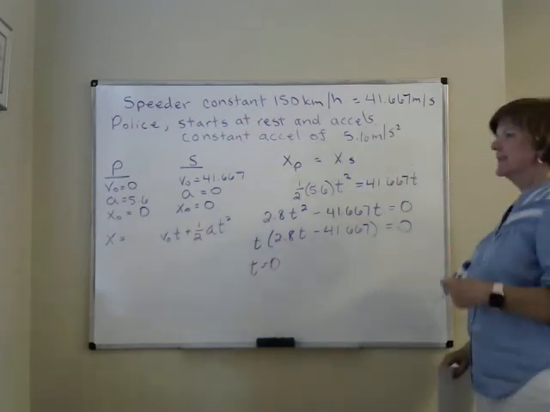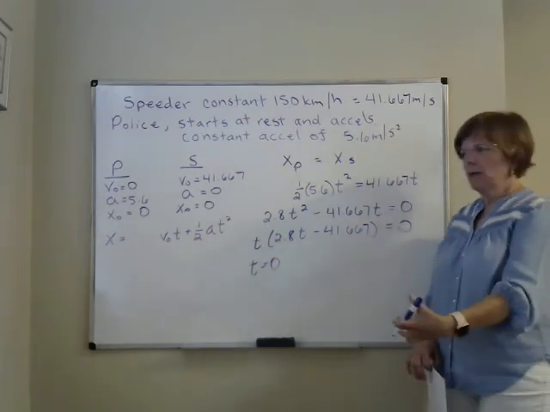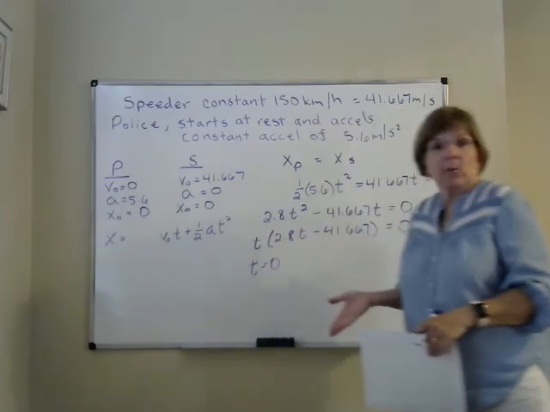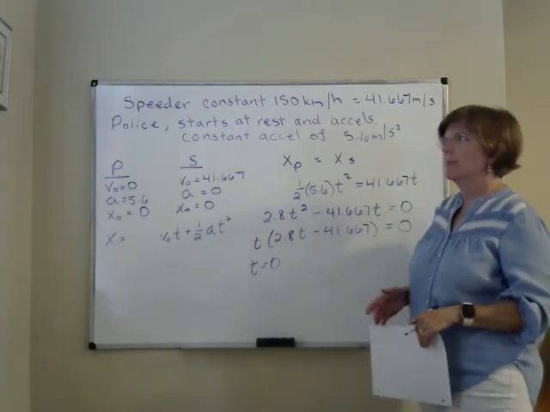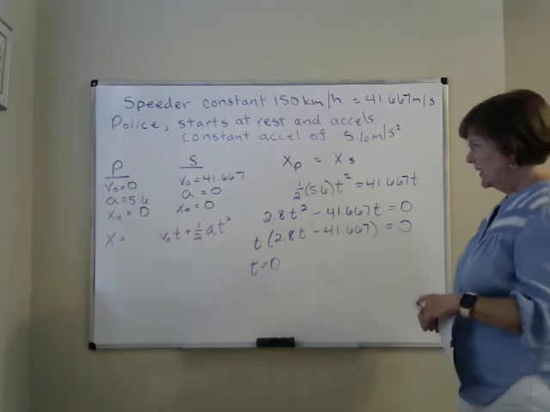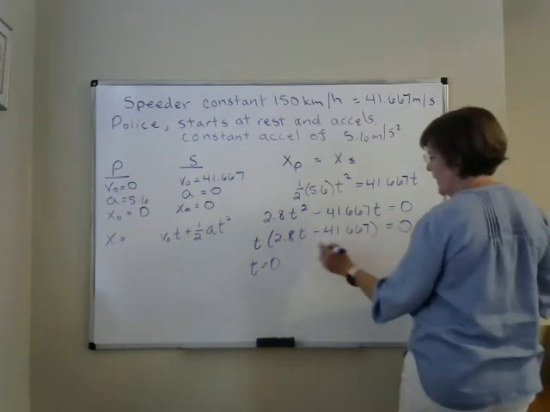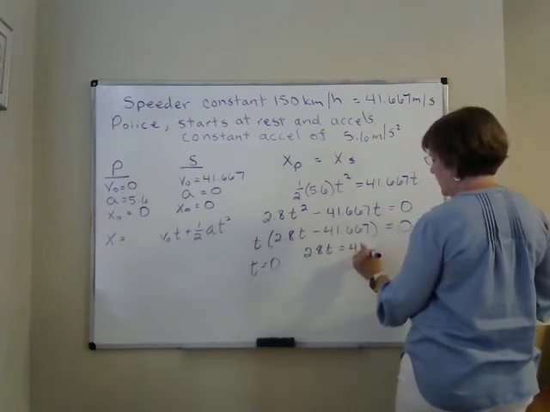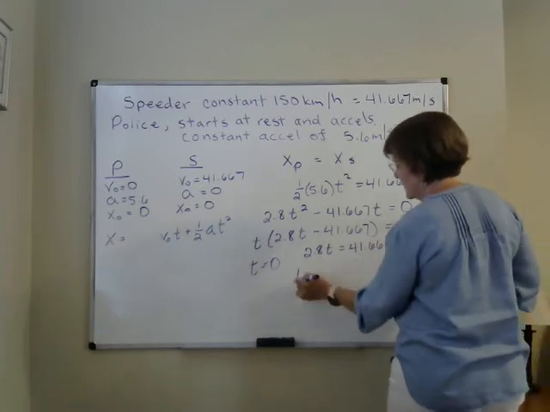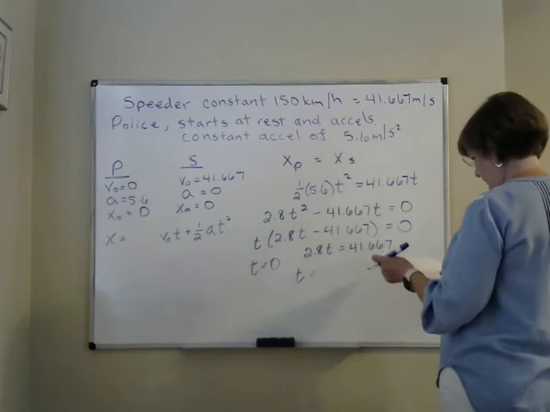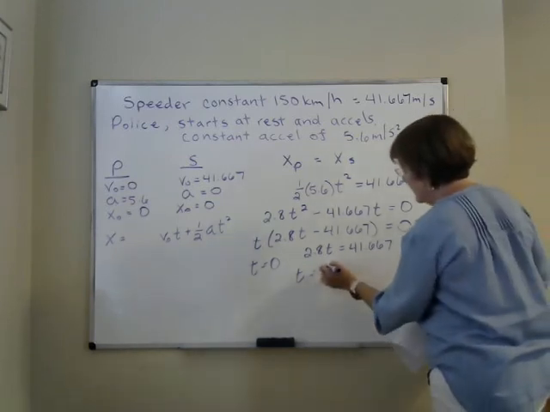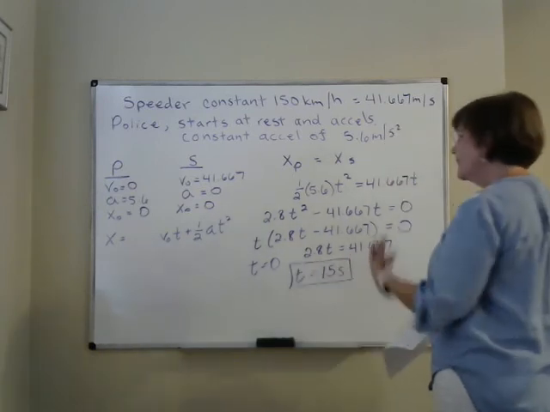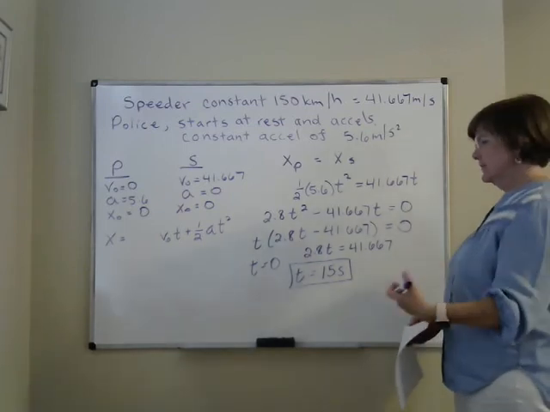Well, that makes perfect sense because we said at time 0, both the police officer and the speeder have a position of 0. They were at the same spot momentarily, but of course the speeder was traveling much faster. If we solve the second factor, I have to say 2.8 t has to equal 41.667. So t will equal, to two significant digits, 15 seconds. So it took 15 seconds for the police officer to catch up.